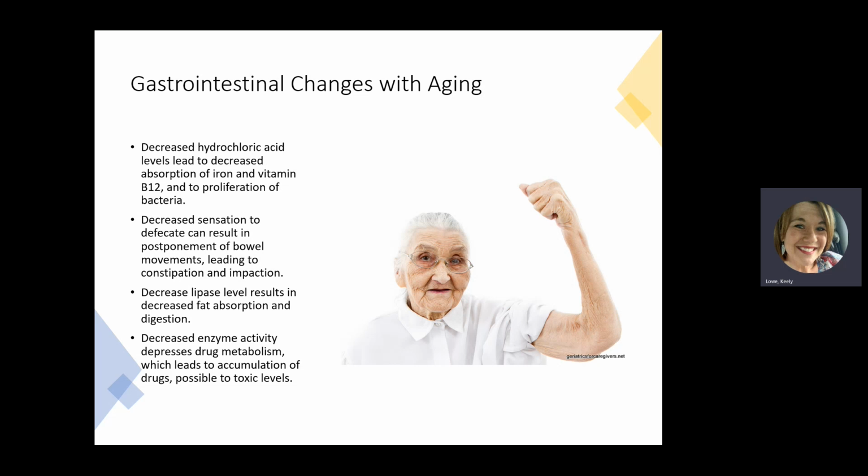And so that could be a fiber supplement, that could be fruits and vegetables. And as we get older, many times we don't eat the quantities of things that we do either, and that helps peristalsis. We have decreased lipase levels. That's a pancreatic enzyme. Okay, so it results in decreased fat absorption. And that passing through our system, increasing amounts of fat can cause problems with bulking up of stool.